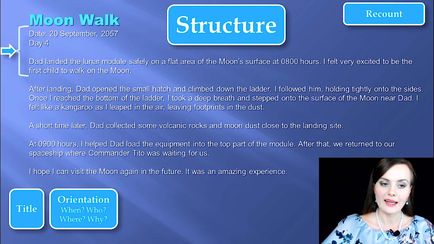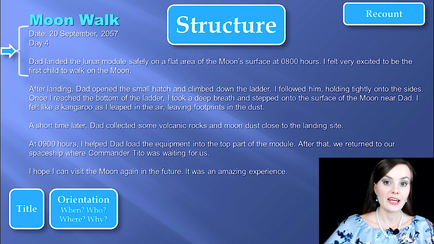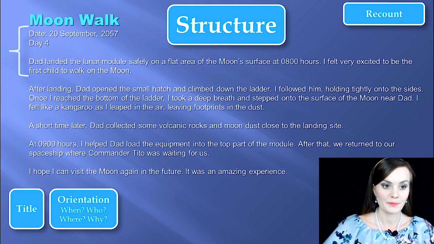Then when did they land? In 2057, September 20th, right? Then where did they land? They landed on the moon, right? Okay, and he was the first child to walk on the moon. So this is the orientation. In this part, we can answer these 4 questions: when, who, where, and why.